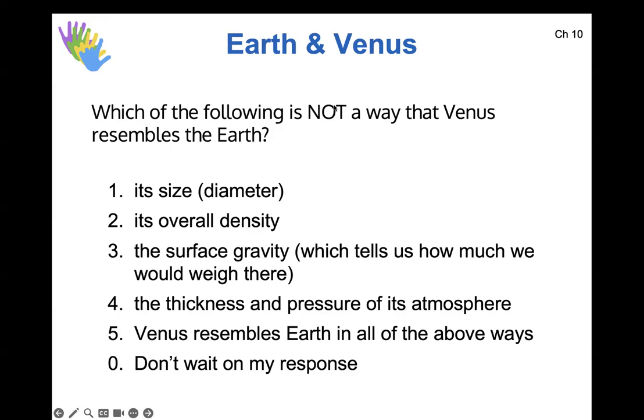So, moving on, which of the following is not a way that Venus resembles Earth? Just relevant to our discussion. Germane to my ramblings. So all of them are right except for one. Although, if you think that none of them are right, you could choose five and say, no, actually, Venus matches all of these criteria: size, density, surface gravity, and atmospheric thickness.